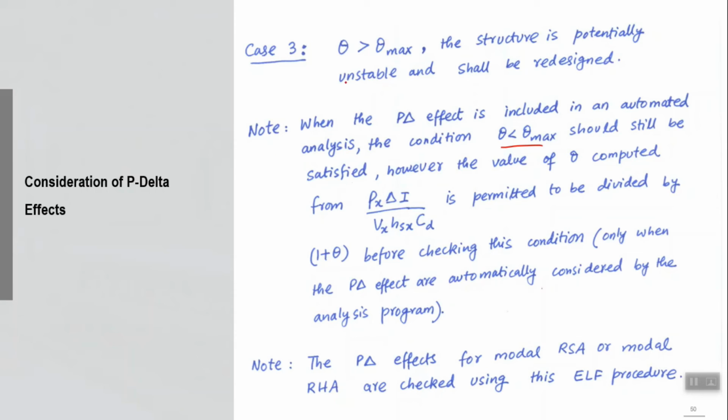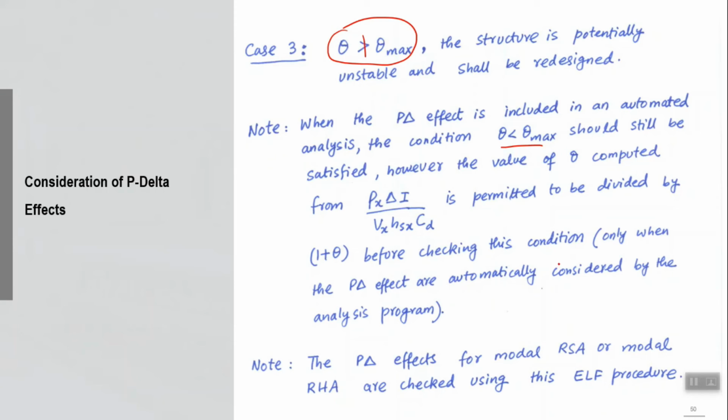In any way you go, whether for automated inclusion of the P delta effect or not, this condition should always be satisfied: that your theta should not be greater than theta max, right? However, the value of theta computed from the original expression is permitted to be divided by 1 plus theta before checking this condition.